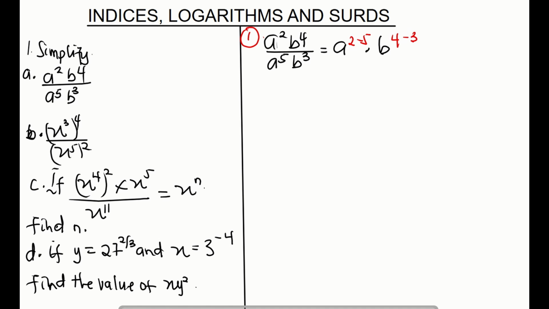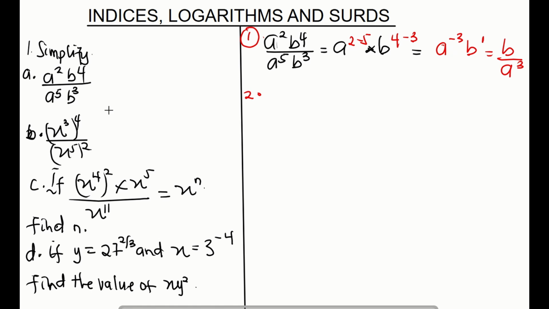Then here we see that they are multiplying. We now have that the final answer for this will be a to the power minus 3, b to the power 1. So this is the same as b over a to the power 3. Okay, now let's consider question 2.